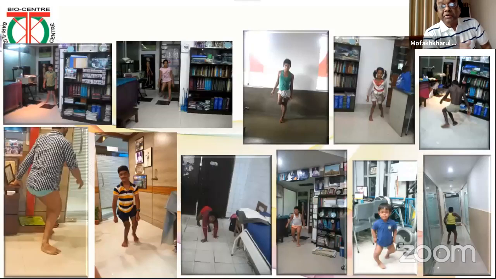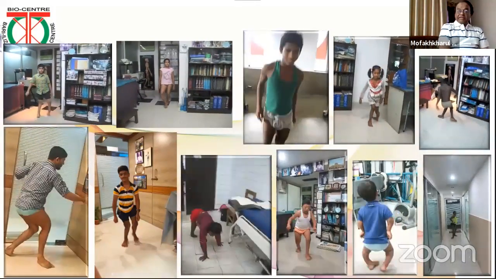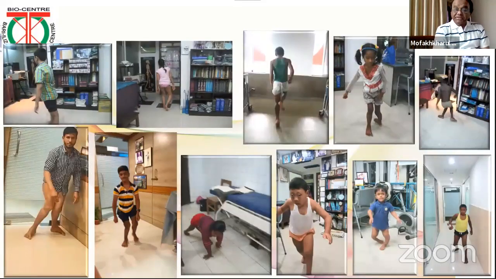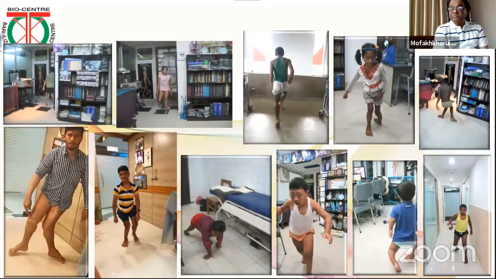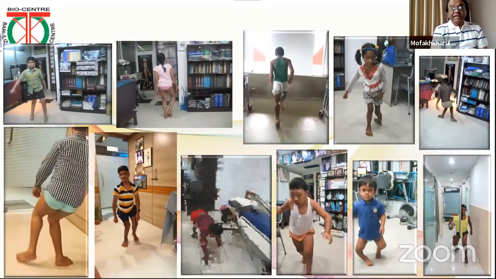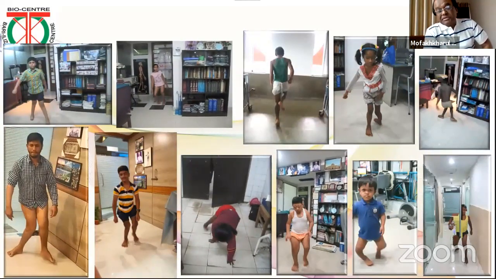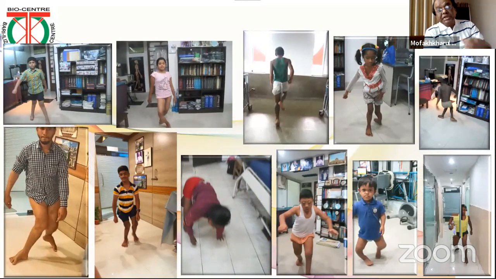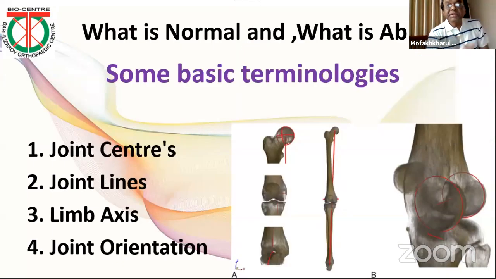And now you can see the varieties of deformities. You can see how they are working, jumping, crawling, twisting. And these are the varieties of deformities. Look at these. I have shown only a little bit here. Next I proceed. Now let us see what is normal, what is abnormal.